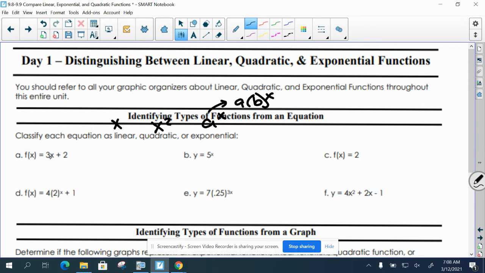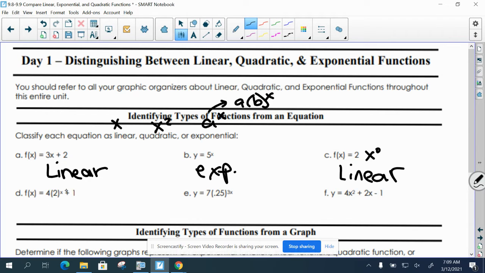So for this one, this would be linear, because x doesn't have an exponent. B would be exponential because it's 5 to the x. X is in the exponent. This f of x equals 2 has no x in it, but it's kind of like x to the 0 power, so that would be just 1. So this is actually just a horizontal line. So this is linear.